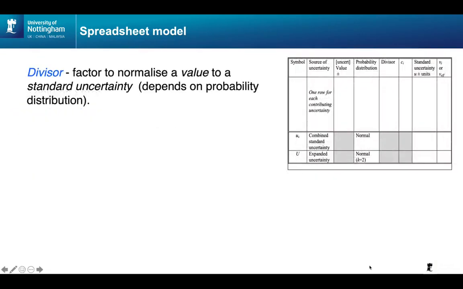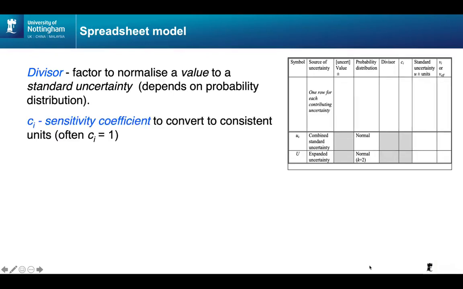Then there's the divisor, and this is the factor which normalizes the value to a standard uncertainty. So for example, this will go back to the k factor that you saw on the previous slide, and it depends on the confidence level that you've got. We'll cover that later in the lecture, but you need to always convert to standard uncertainties, and there will be a particular divisor for that, but that will become clear near the end. And then there's the sensitivity coefficient. This is the coefficient which converts you to the consistent unit. So that's your dy by dxi term.